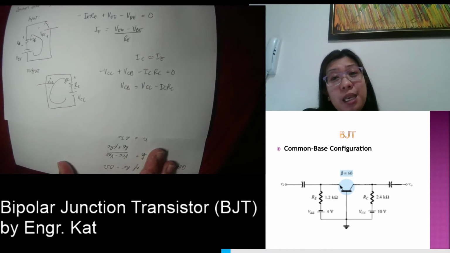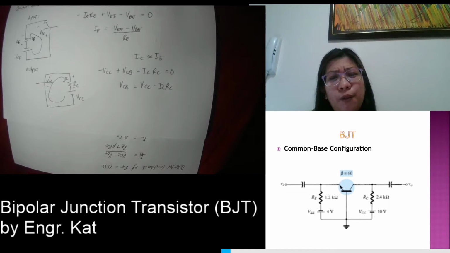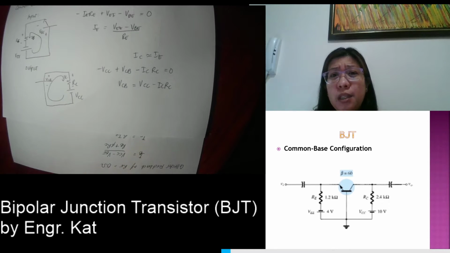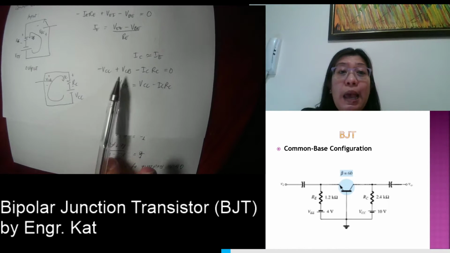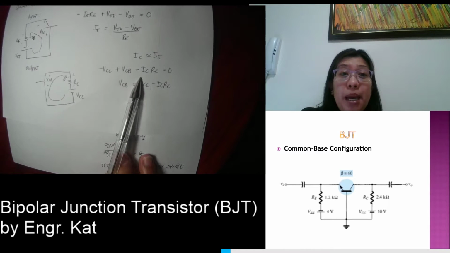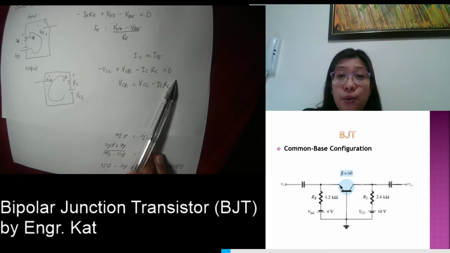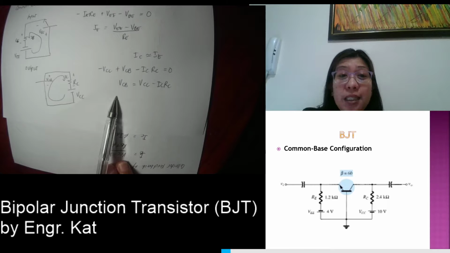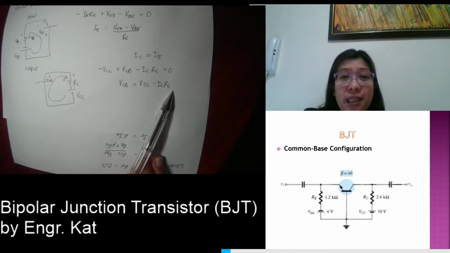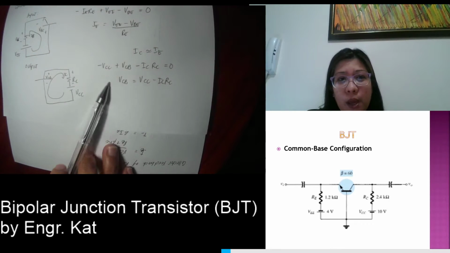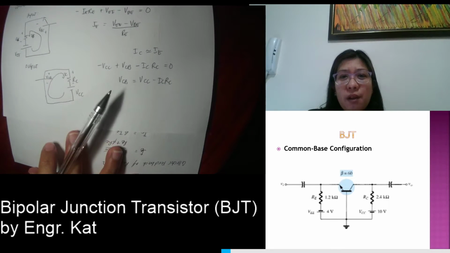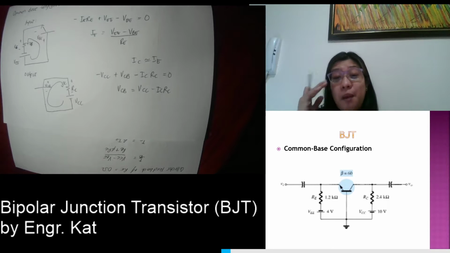So no VCE for common base configuration because the output is between the base and the collector. Applying KVL, we have minus VCC plus VCB minus ICRC is equal to 0. So VCB here is equivalent to VCC minus ICRC. Okay, so why IE here and why VCB here? Because our configuration is common base.